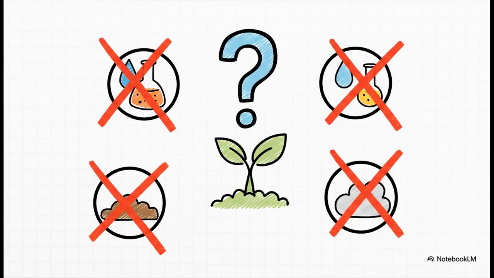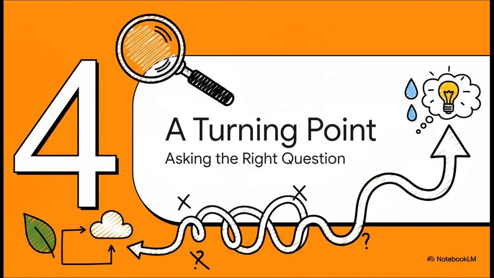Water, soil, nutrients, light, the air, we've checked everything. None of them are providing the food. The trail has gone completely cold. It feels like we're at a total dead end. But this is the point in every good mystery where the big twist happens. When you've exhausted every lead, it's almost always because you've been asking the wrong question the whole time.